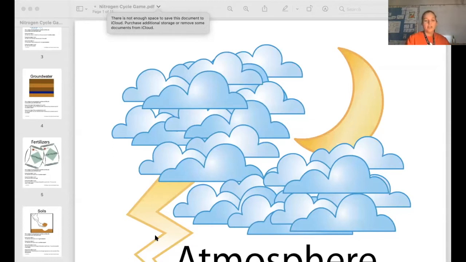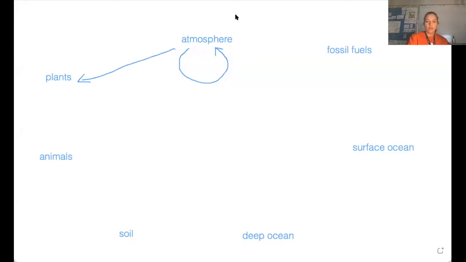So this time I got a 6, and that tells me go to plant and why. I'm used by the plant in photosynthesis. So now I'm going to draw an arrow on my paper from the atmosphere to the plant, and that's where my carbon went. And now this is what my map is going to look like.